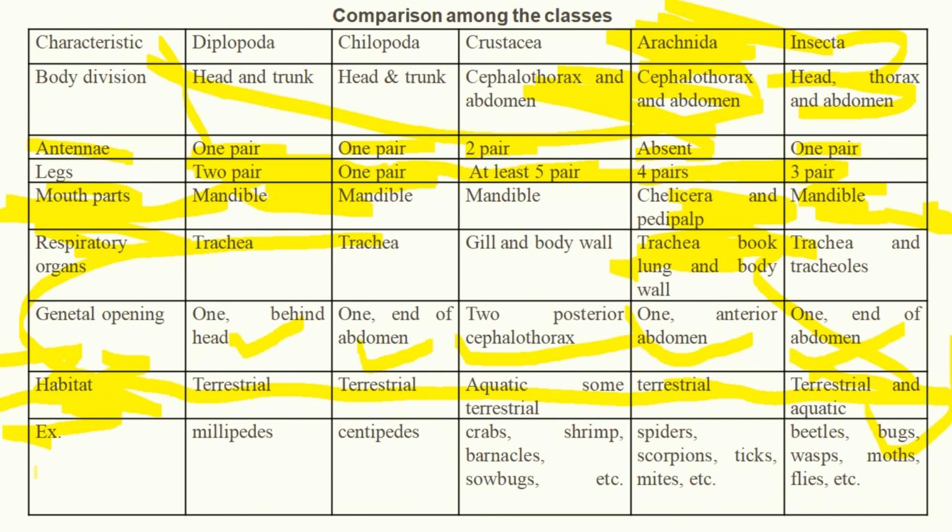Basically, this is a two-part video as it may become very long. That's why I have divided it into two parts. In part 1, we studied the characters of Phylum Arthropoda. In the second part, we have completed the classification of Phylum Arthropoda and the characteristics of the different classes and subphyla of Phylum Arthropoda.